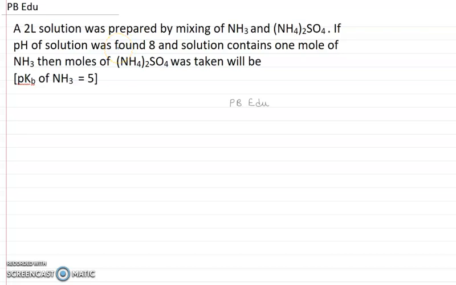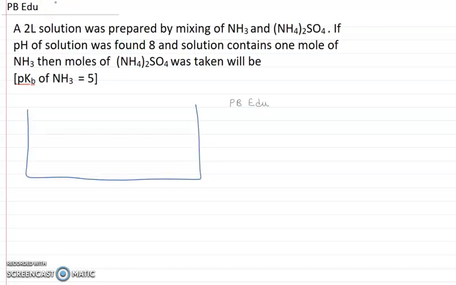Here we solve all your queries related to your school chemistry. Today we have a question. A 2-liter solution was prepared by mixing ammonia and ammonium sulfate. If the pH of the solution was found to be 8 and the solution contains 1 mole of ammonia, then the moles of ammonium sulfate taken will be? So here we are given a solution.